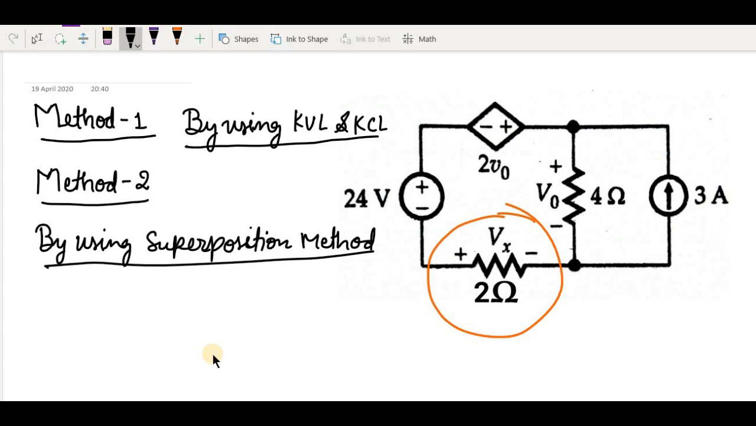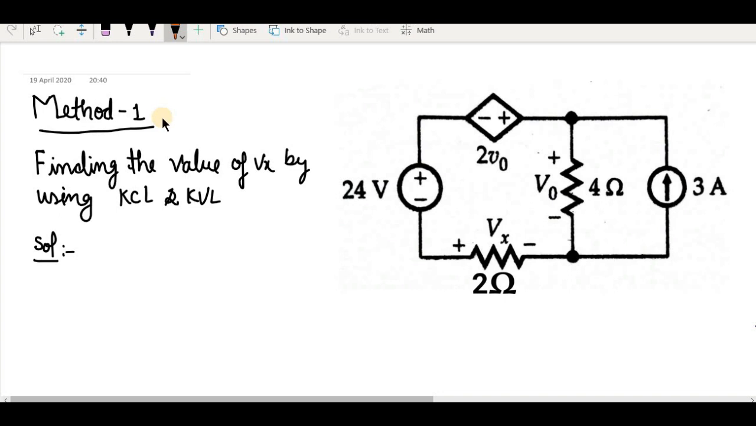Hello friends, here we are going to discuss this problem and calculate the value of Vx by using two methods: the first by using KVL and KCL, and the second by using the superposition method. So let's begin. In this question we are going to calculate the value of Vx.